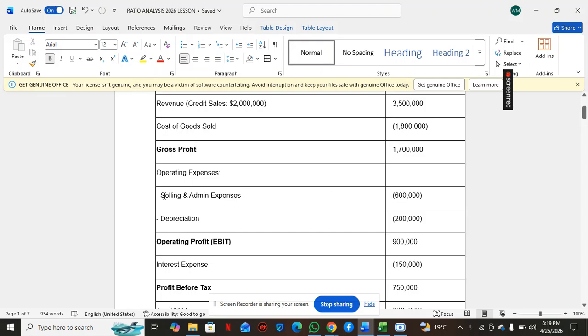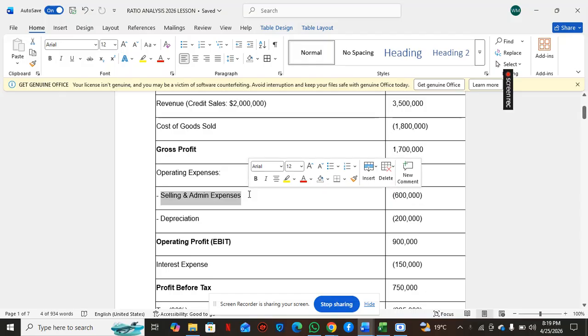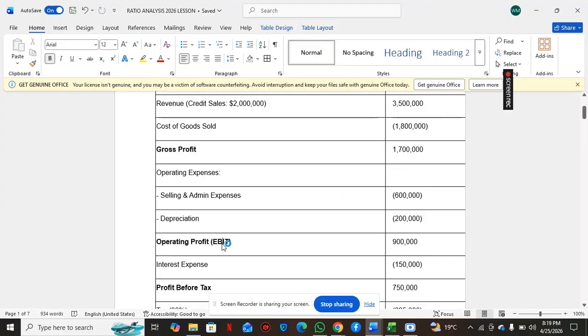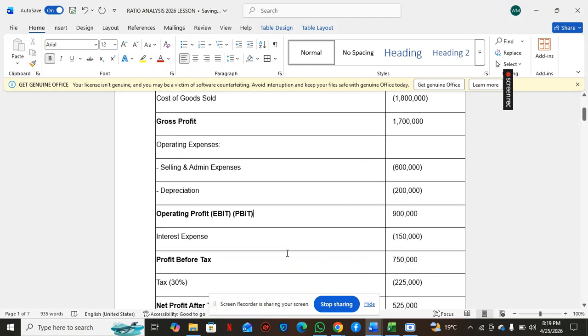Then after you deduct the operating expenses, the selling and admin expenses, the distribution expenses, and depreciation, you have your operating profit, also called your earnings before interest and tax. EBIT, earnings before interest and tax, or profit before interest and taxes. Okay, colleagues? Then we have our interest expense. When you deduct the interest expense from the operating profit, you remain with your profit before tax.